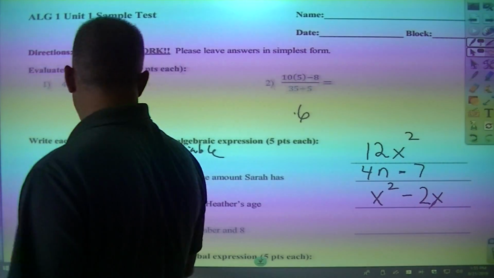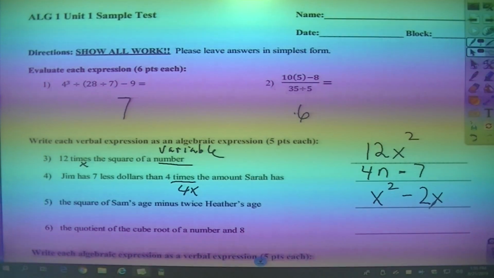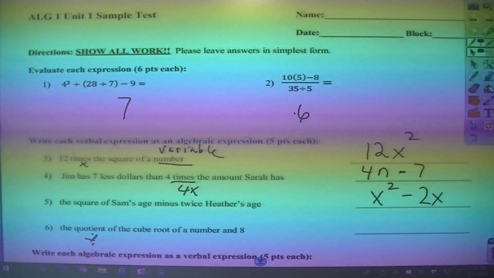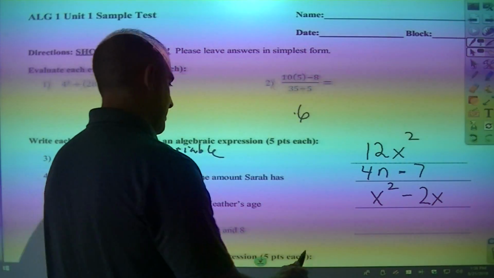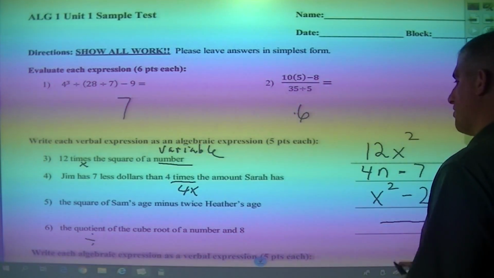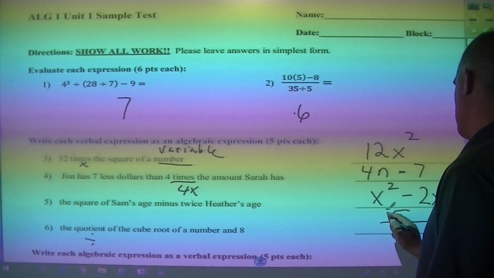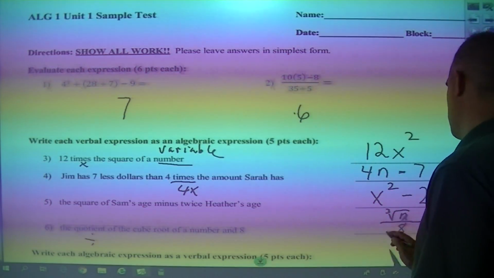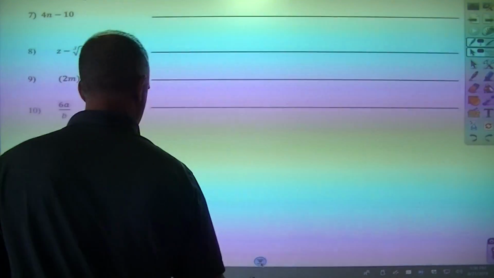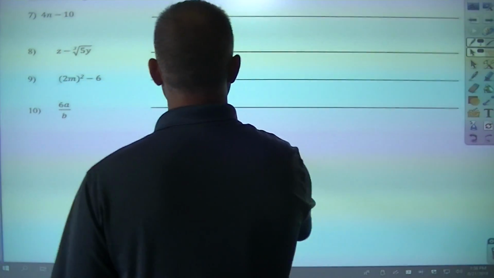The quotient of the cube root of a number and 8. The quotient means division. The quotient of the cube root of a number and 8. So you can do this a couple different ways. You can do it as a division symbol. The quotient of the cube root of a number and 8. Okay, let me just scroll a little bit here.